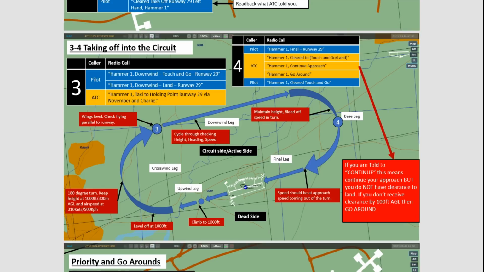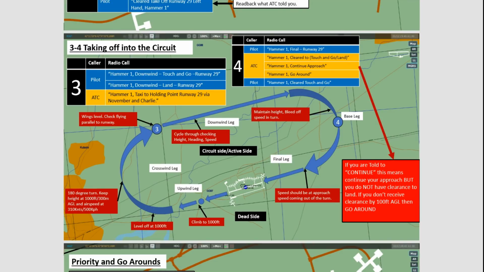When you come out of the crosswind leg, you should be at 1,000 feet, 500 kilometers an hour, 310 knots, wings level, and you want to check that you're flying parallel to the runway. At this point you make your radio call: downwind, touch and go, runway 29, or whichever runway it is. Ignore the response from ATC in the slide, that is a mistake.